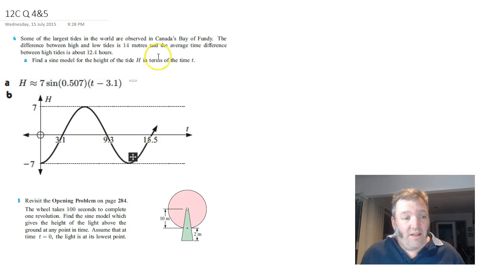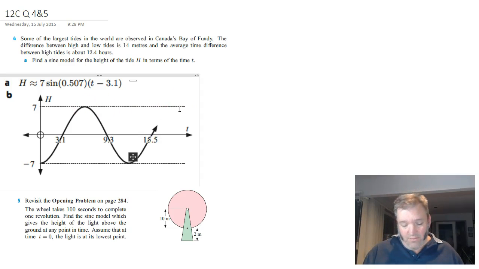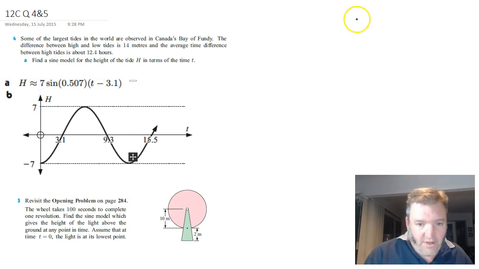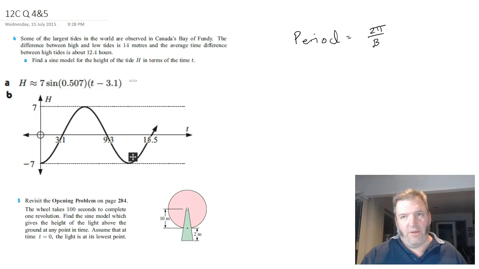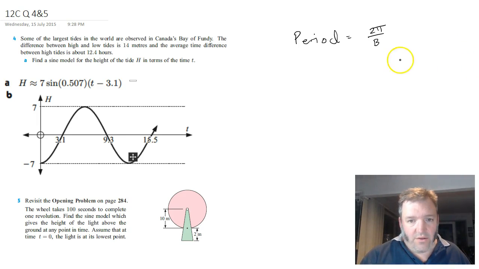That's the first thing. The next thing, the only other bit of information we're really given is the time difference between high tides is 12.4 hours. So if you imagine that continued on to a next high tide, 12.4 hours, so we've got a period. So if we've got the period equals 12.4 hours, remembering the period is always going to be 2 pi divided by b from that general form we looked at today. A sine b bracket x plus c, etc. So 2 pi over b equals 12.4.